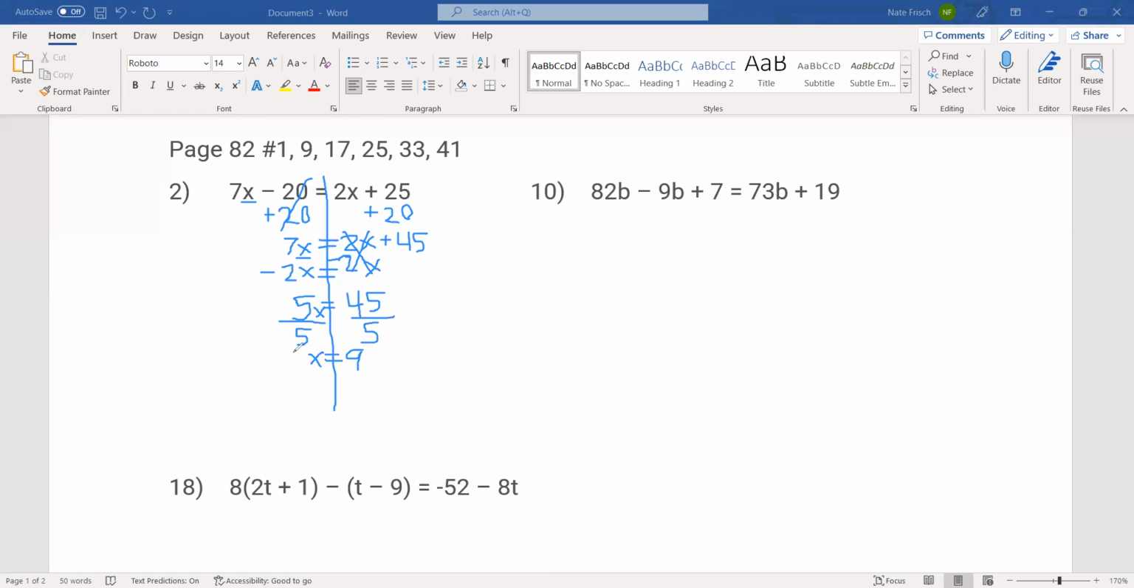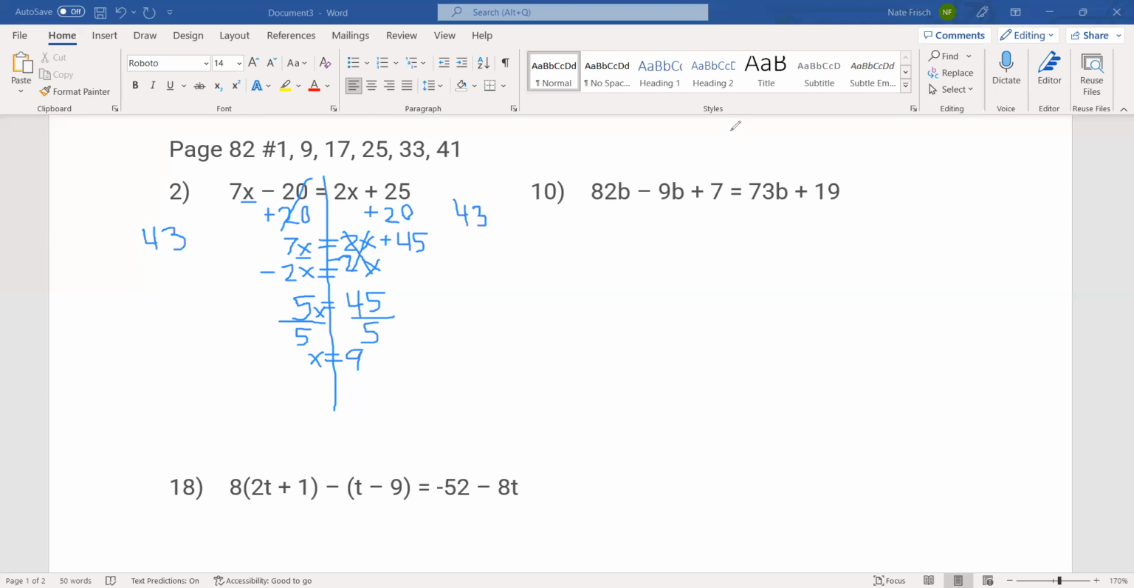And we can check this answer real quick. We said x is 9. Well, 7 times 9 is 63. 63 minus 20 is 43 on the left side. On the right side, x is 9. 2 times 9 is 18. 18 plus 25 is also 43. So that checks out for us.